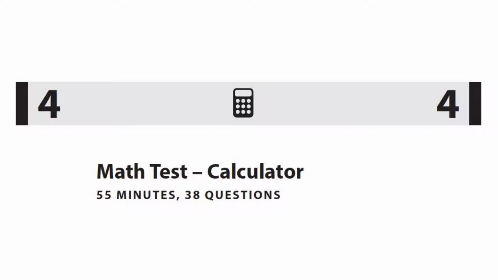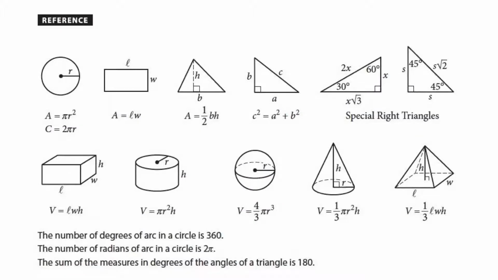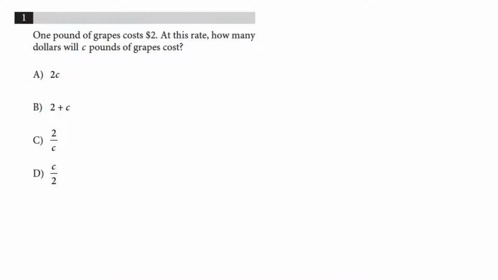Okay, section 4, the calculator section. Here is the reference chart, your formulas for volume and area. Come back to that if needed. Number 1, 1 pound of grapes costs $2. At this rate, how many dollars will C pounds of grapes cost? Well, every pound of grapes is going to cost an extra $2. So it's going to be 2 times the number of pounds of grapes.